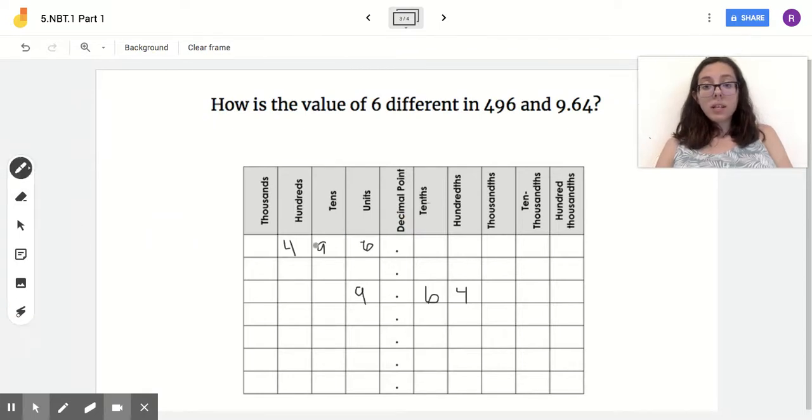So I can see that this 6 wholes is going to be 10 times greater than this 6 tenths. So I could say that the 6 in 496 is 10 times greater than the 6 in 9 and 64 hundredths.